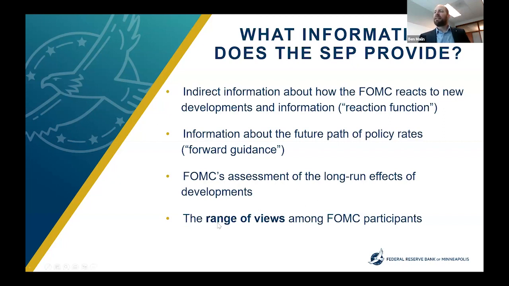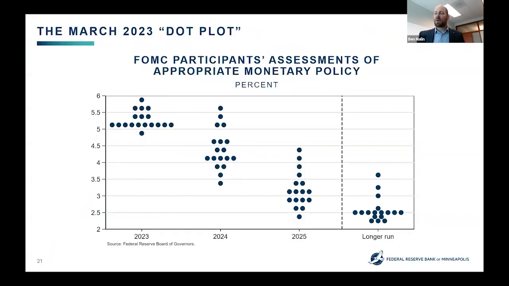Okay. Finally, one thing that the SEP provides is a range of views among FOMC participants. So this is not an agreed upon, consensus forecast for the economy. Each member puts out their own projection, and I've been showing you the median of those projections. But you do see some data in what's released of policymakers having different views. And so let me show you one plot that gets at that. This is what's referred to as the quote unquote dot plot. Sometimes you'll see that in newspaper accounts or so on. And this comes from the March SEP.